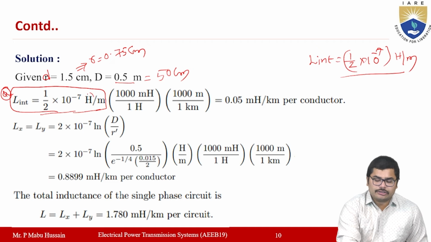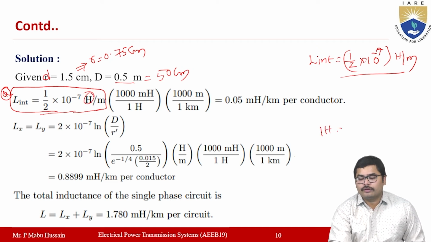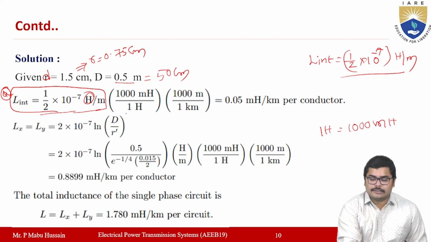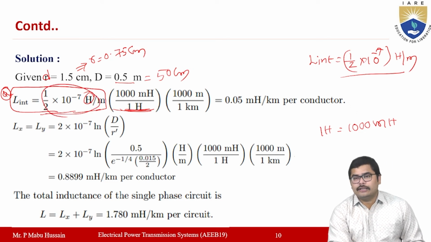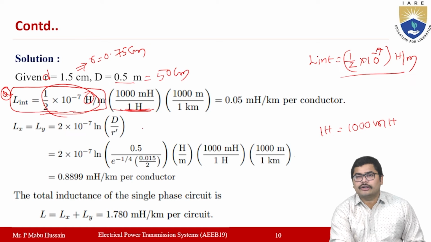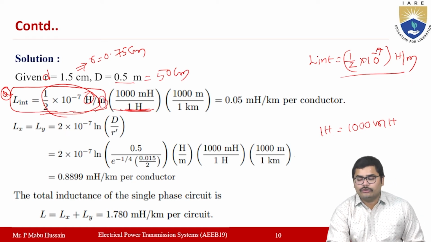So if you consider henries, 1 henry will be equal to 1000 millihenries, right? So you can multiply this total value with 1000 millihenries by 1 henry, so that it will be converted into millihenries. Now if you want to convert meters into kilometers, how can you do? 1 meter is equal to 1 by 1000 kilometers, okay.